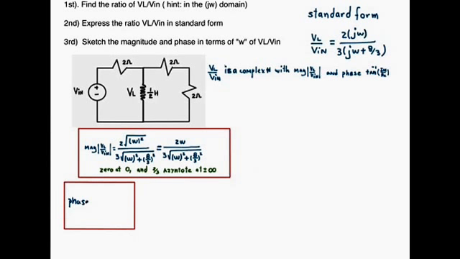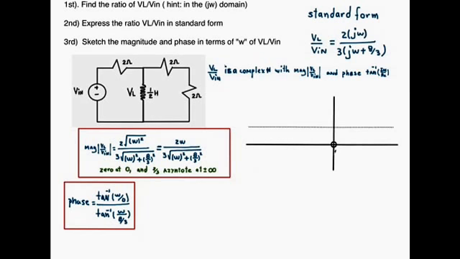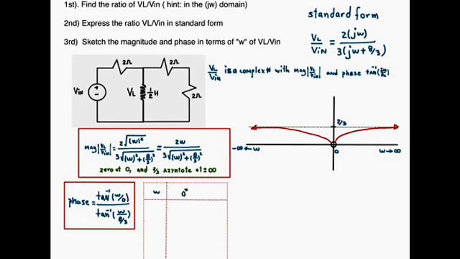For the phase, we will take the arctangent of the numerator and the arctangent of the denominator expression. The numerator is a complex number with 0 real part, so it's omega divided by 0. The denominator is imaginary divided by real, omega divided by 8 over 3. If we sketch the magnitude, we can see that when omega is equal to 0, we have 0, and when omega goes to infinity, it goes to an asymptote at 2/3.